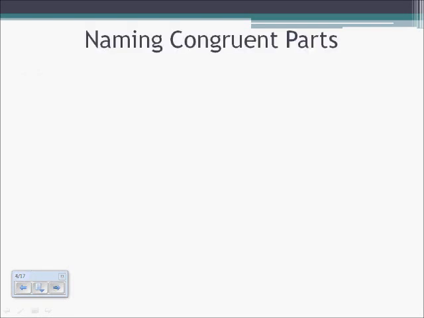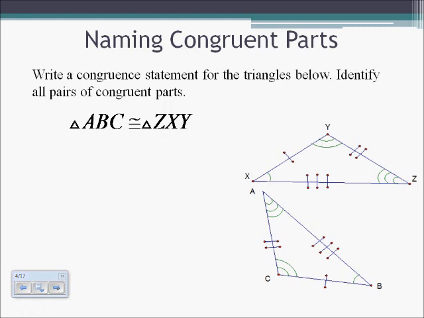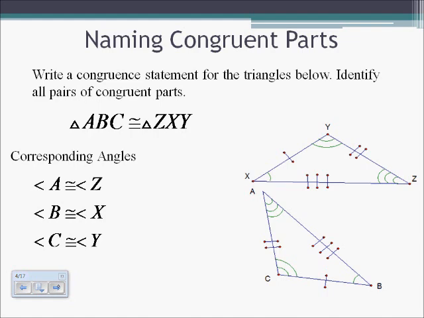Alright, naming congruent parts. Write a congruence statement for the triangles below. Identify all pairs of congruent parts. We have ABC congruent to ZXY. We want to write a congruency statement that talks about each one of the angles and the sides being congruent. So starting with the angles, we would list angle A congruent to angle Z, angle B congruent to angle X, and angle C congruent to angle Y.